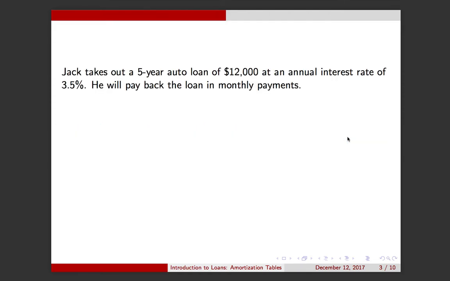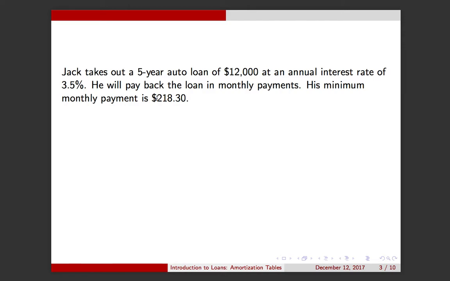So here's a loan setup. This guy named Jack takes out a 5-year car loan of $12,000 and the APR is 3.5%. He's going to pay the loan back in monthly payments, as almost all loans are done. Almost all loans work on monthly payments, especially car loans or house loans, things like this, student loans. So I would just tell you that his minimum monthly payment is $218.30.